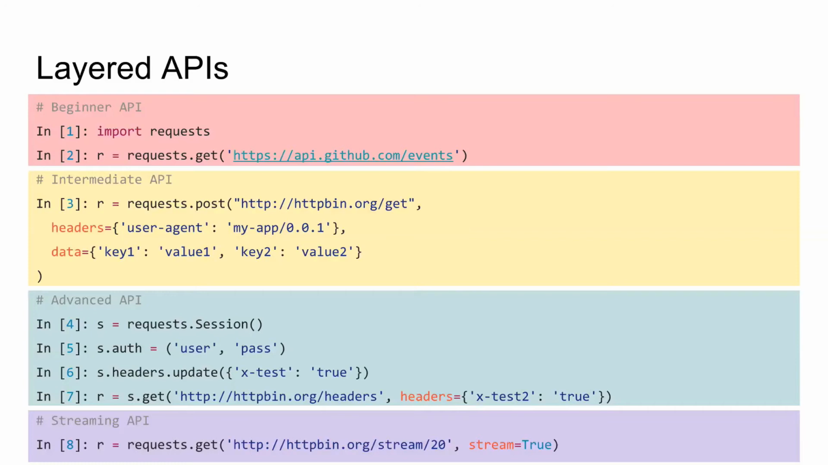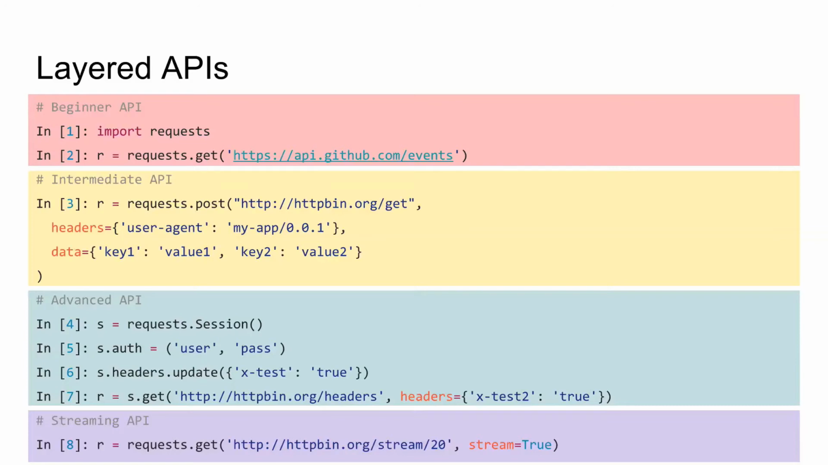Next level, you start configuring it, sending up special headers, sending up more data, making POST requests. Next level, maybe you need to maintain sessions, so then you start having this session object you need to pass around and deal with. Next level, you start talking about streaming and can start turning that on and using iterators to read the response or send up the request.